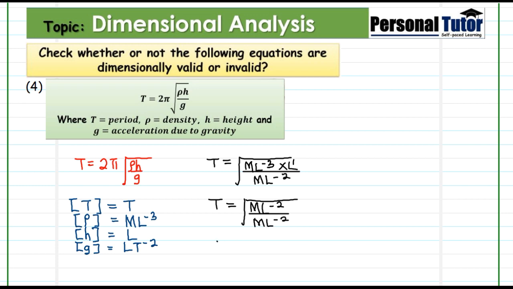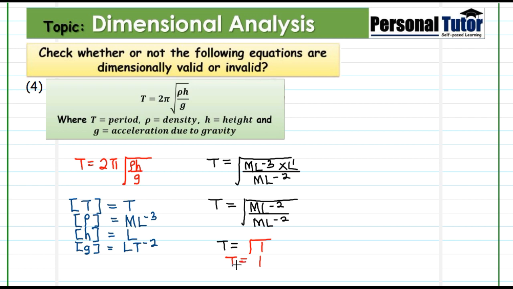Looking at this, the T is equal to the square root of, all these terms are the same, and so they can easily cross out. The M goes with the M, L to the power negative 2 goes with L to the power negative 2. Okay, so when that is understood, easily that will give us square root of 1. And the square root of 1 is 1.